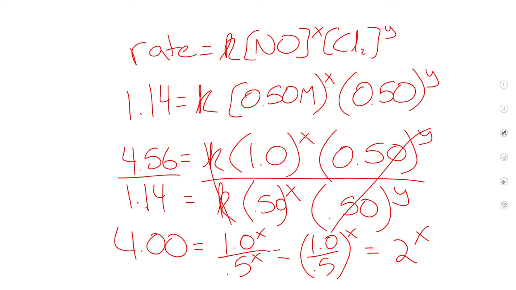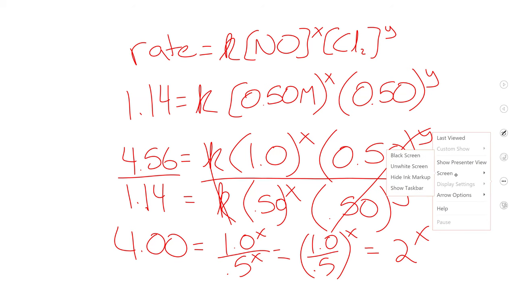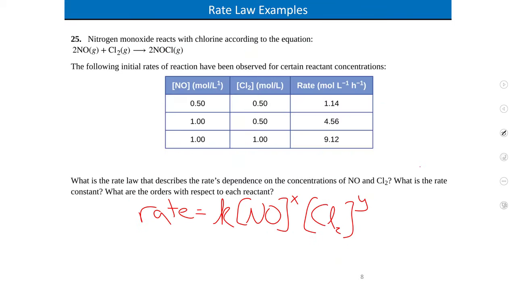Once we know that x is 2, how do we figure out y? Now we just look at two rows. We do the same exact thing, except we pick two rows where x doesn't change, but y does. It doesn't really matter which one you divide by the other, but it usually makes more sense to take the bigger rate and divide by the smaller rate so that you're dealing with whole numbers instead of fractions, just because most people don't think well in fractions. But mathematically, it would make no difference.